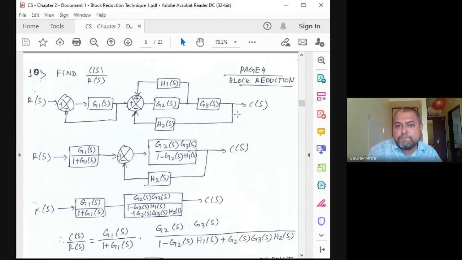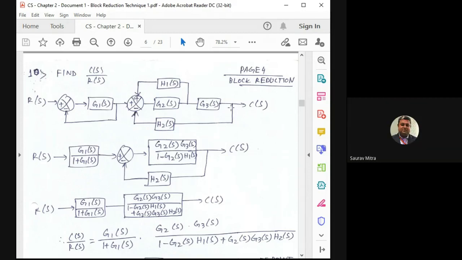Now, what is this thing? This is called a feedback path. This is a feedback which is coming after G3, so between G3 and the output, this feedback is coming. This feedback is coming after G1, so this feedback is open. So there is no problem. This path is no problem.